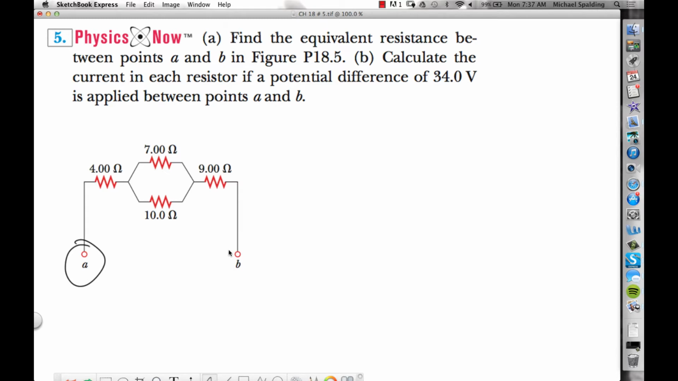Very frequently, problems will give you points like this, and notice in part B, it says calculate the current in each resistor if a potential difference of 34 volts is applied between points A and B. So what they're doing in the problem is saying, okay, between A and B, we're sticking in a battery. That's where you have a potential difference, right? So we're just going to go like that, 34 volts.